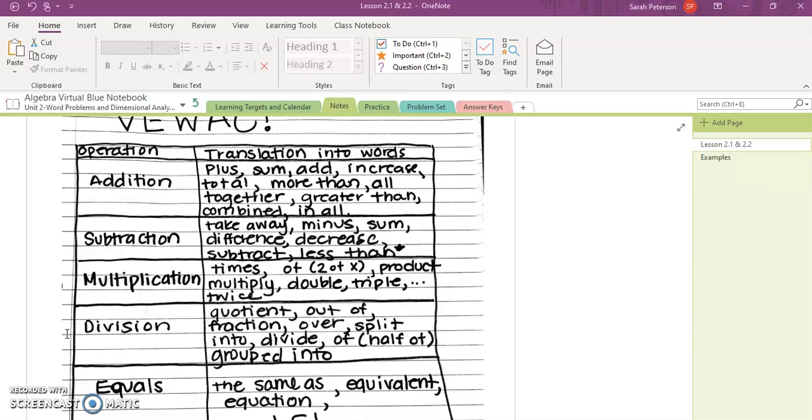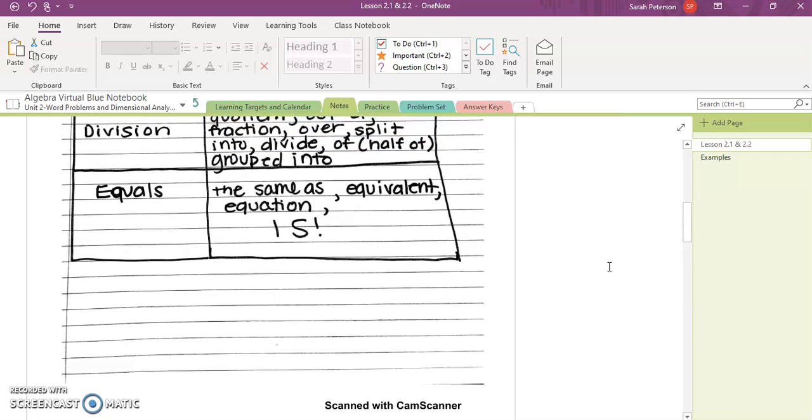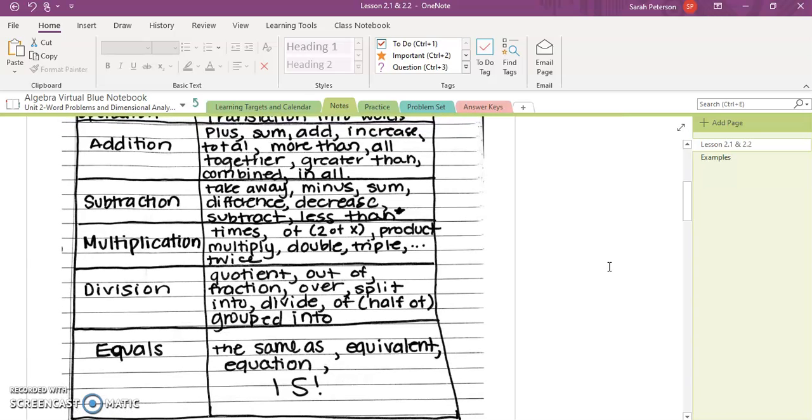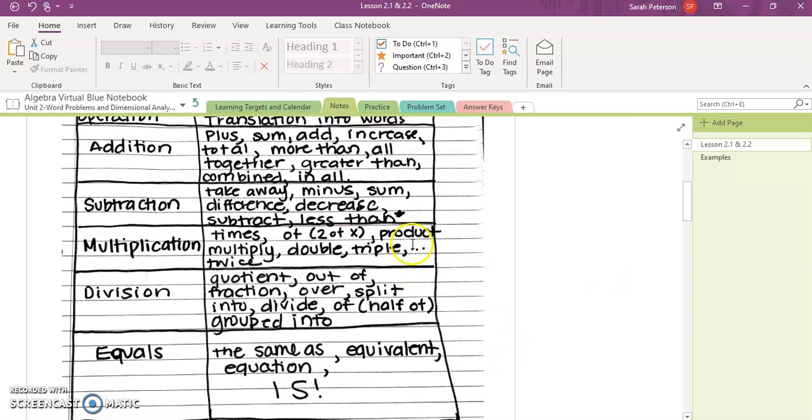Multiplication: times, of x, product, multiply, double, triple, twice. Those are all indications of multiplication. Division: quotient, out of, fraction, over, split into, divide, of, half of, and grouped into. And equals is the same as, equivalent, or the word is. And the word is going to be a big indication in the ones we're going to look at in a minute. If you're stuck as to what kind of word problem you have, take a look at this. Use this as your reference.